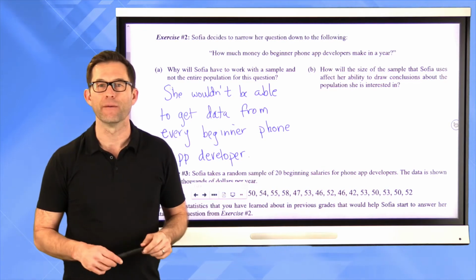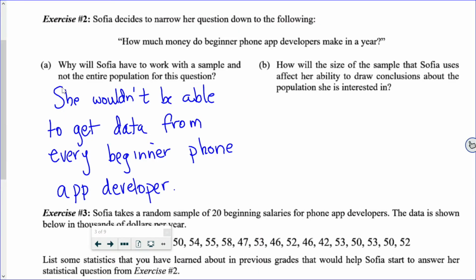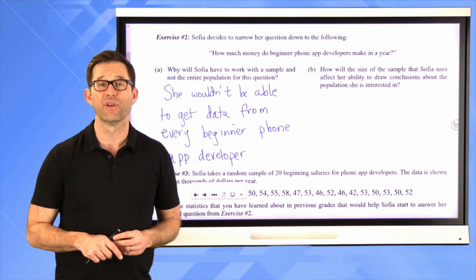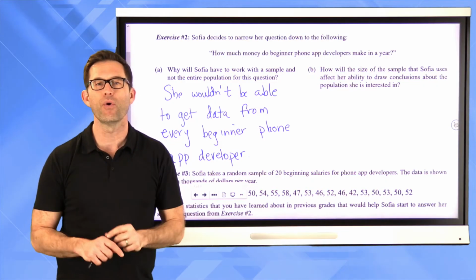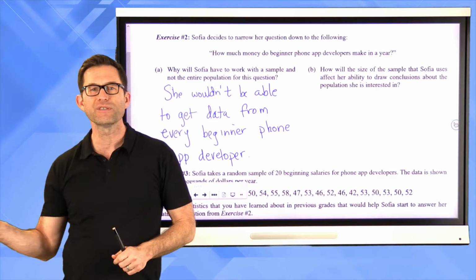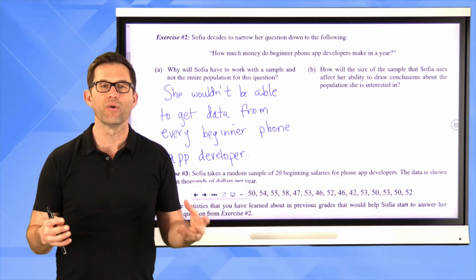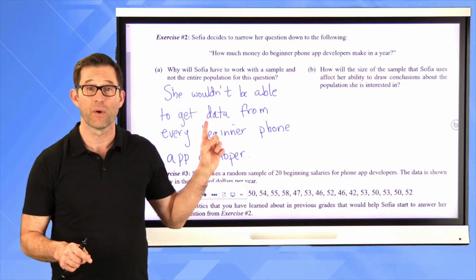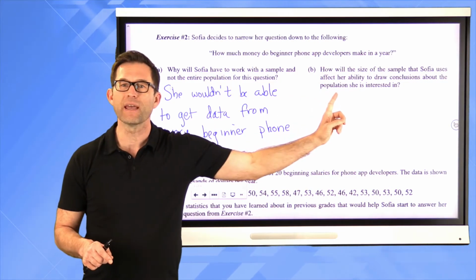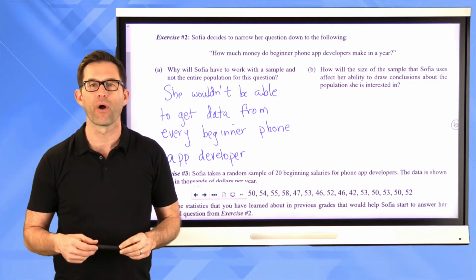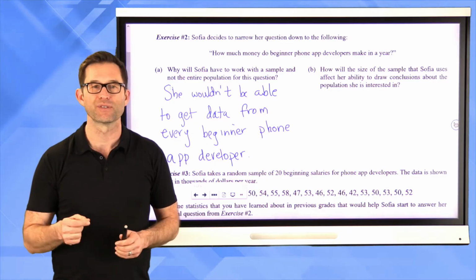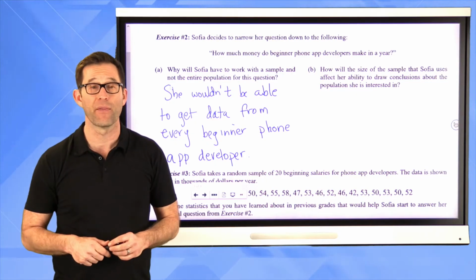Let's take a look at letter B. How will the size of the sample that Sophia uses affect her ability to draw conclusions about the population she's interested in? So again, remember, what Sophia would really love to know is this about the population. Like if she could have every beginning phone app developer and know how much money every single one of them made, right, then she could get a real good sense for this. But she can't, which is why she's got to use a sample. But how will the sample size, like how many data points she gets, affect her ability to draw conclusions about the population she's interested in? Pause the video now and see if you can write something down about this.